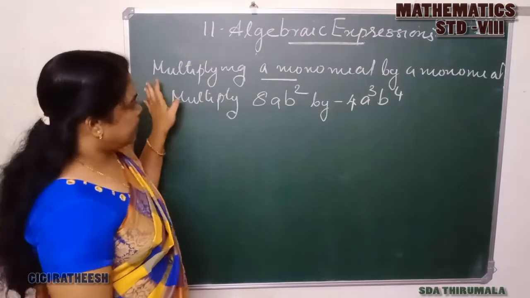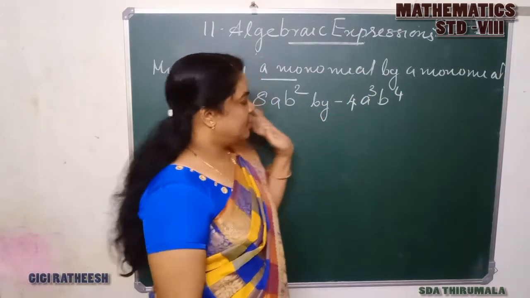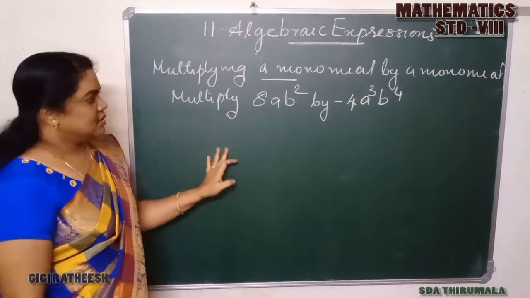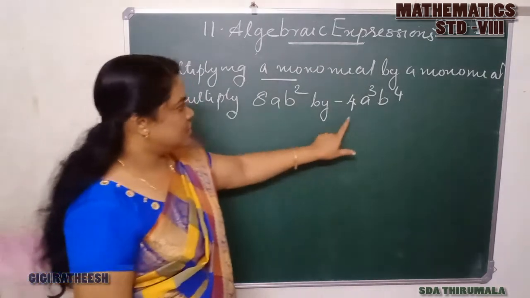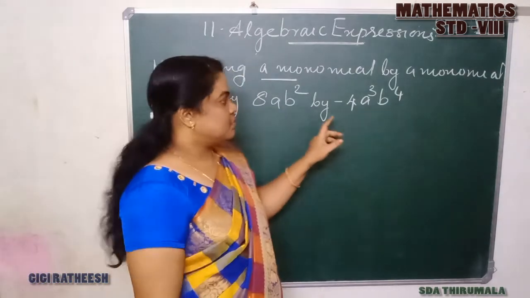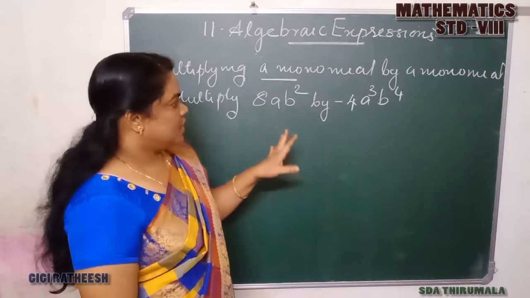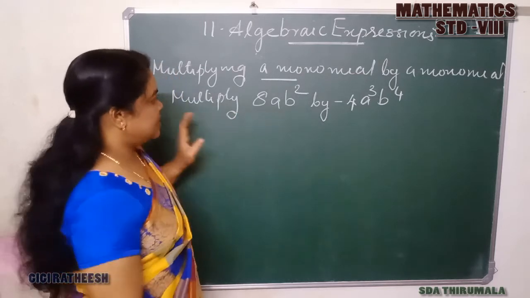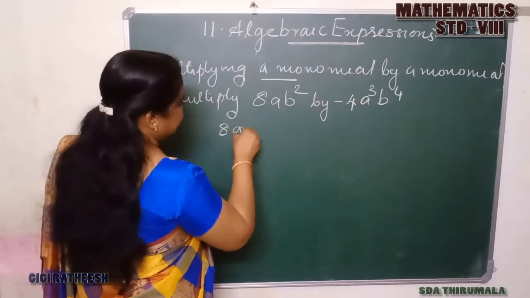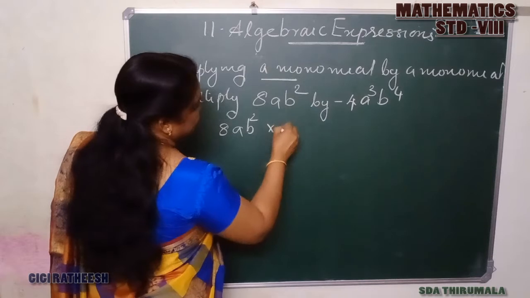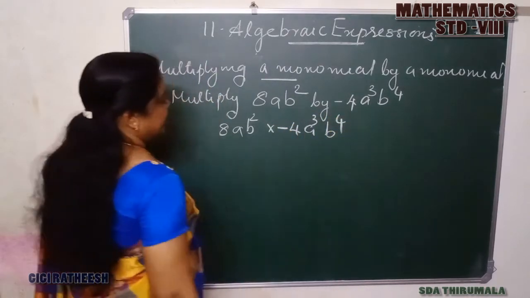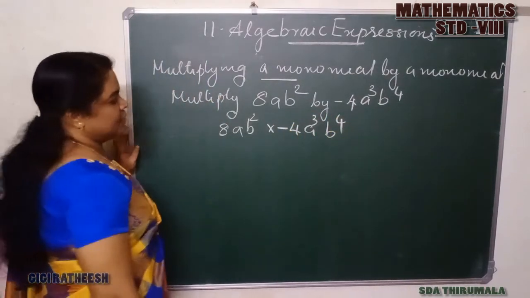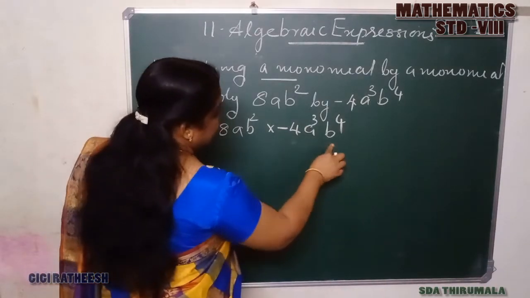Here, multiplying a monomial by a monomial. How can we multiply this expression? This algebraic expression is a monomial with one term. Here also a monomial with one term. That is 8ab square into minus 4a cube b raised to 4.